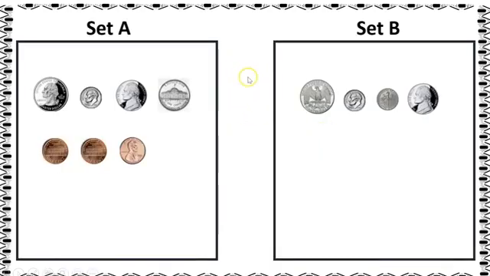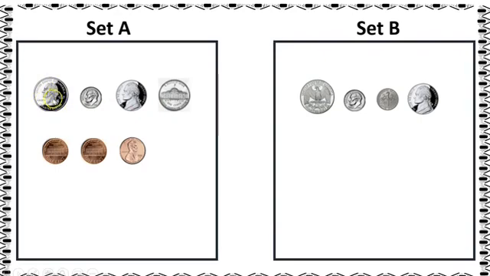Let's check out this first type of question. I have two sets of money, set A and set B. The first thing I want to do is check to see if these coins are arranged from the greatest value to the least value. And they are, so I can just count on underneath those coins to find the value.